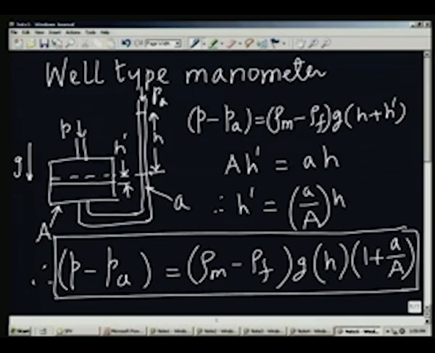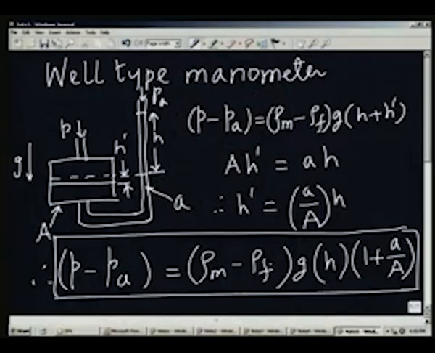Or what is done in practice is to expand the scale along this direction. Instead of using 1 centimeter equal to 1 centimeter, I will expand it slightly, or I will change the scale on that, such that 1 plus A by A into H is what is indicated there. This 1 plus A by A is a factor which is going to be taken into account in constructing the scale on the right hand side.